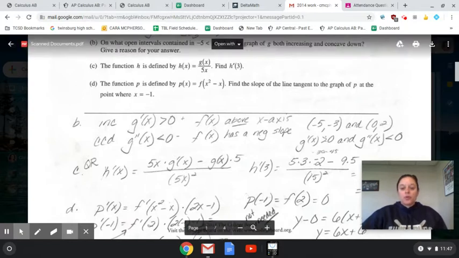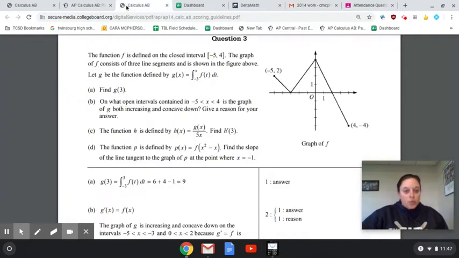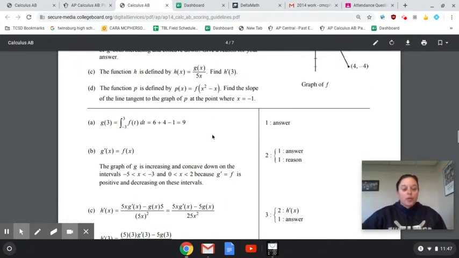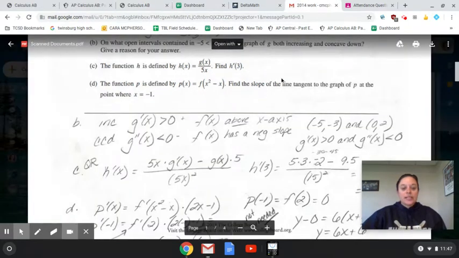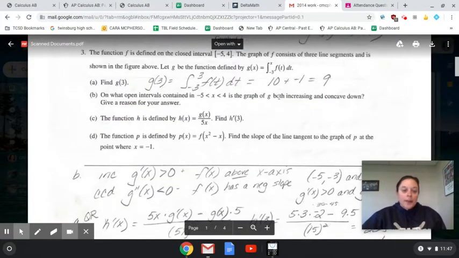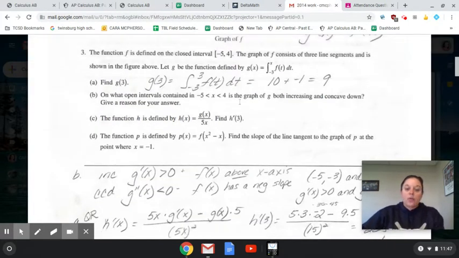But as long as you have those two intervals and you explained what you were looking for in words or symbols, I believe this was worth 2 points. Yeah. 1 point for your answers, -5 to -3 and 0 to 2. And then 1 point because of what you're looking for. And there's a lot of ways to write that. Part C wanted to know if we have this h function and it wanted to derive it.